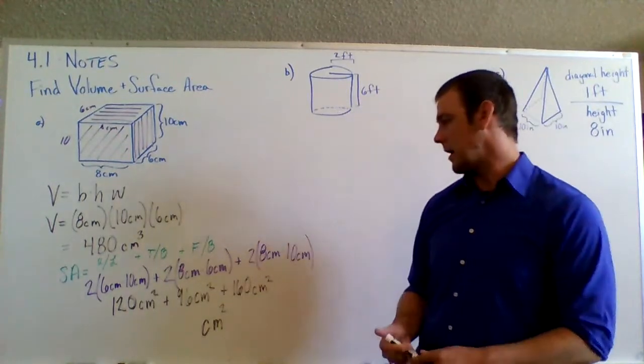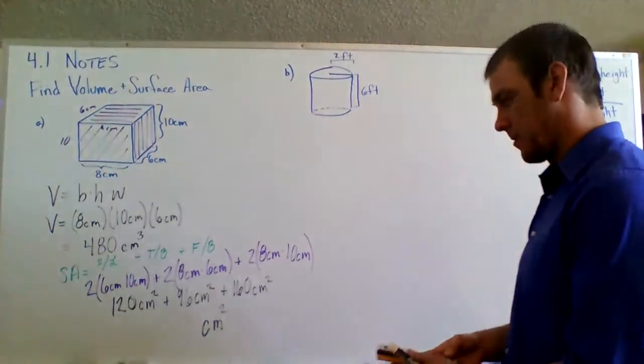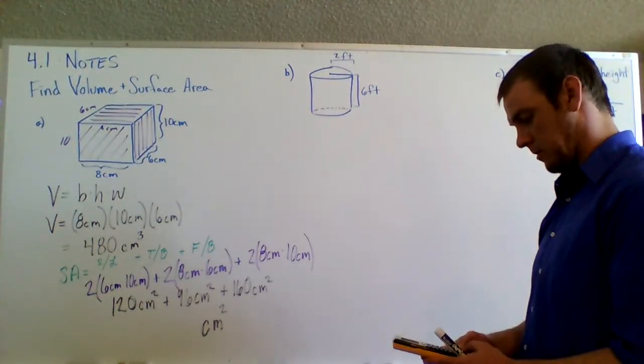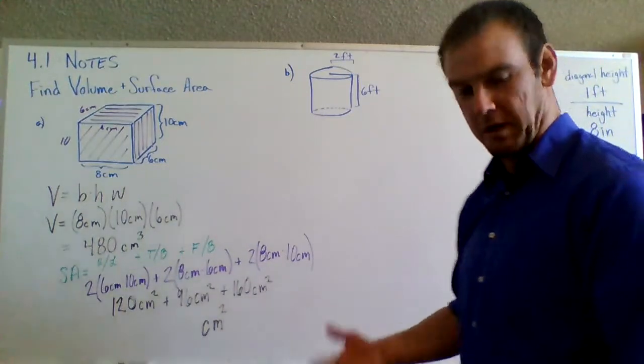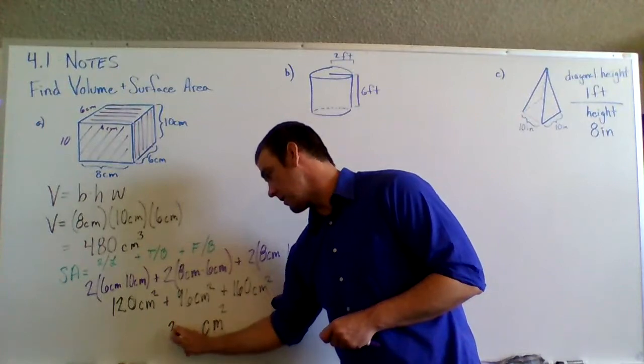Okay, so we add those all up. I'm going to type this into a calculator so I don't screw it up. Okay, so we got 120 plus 96 plus 160. So 376 centimeters squared is going to be your surface area.